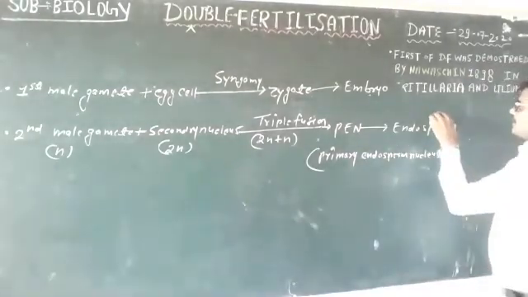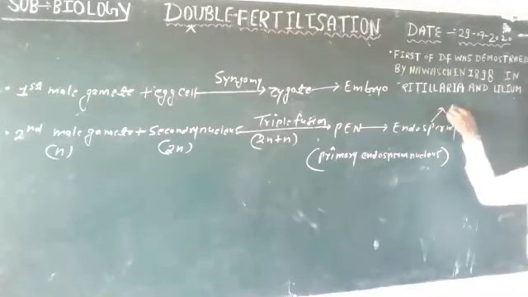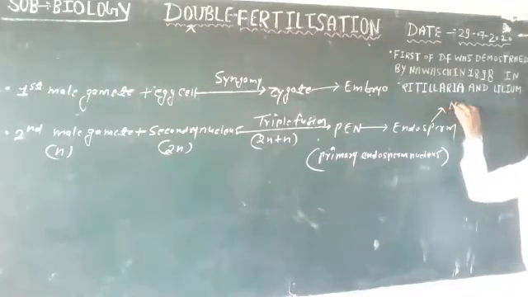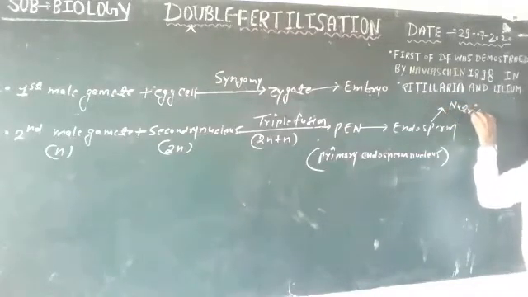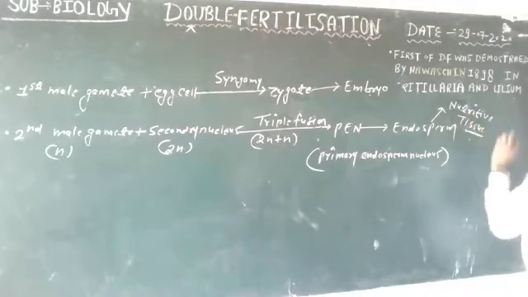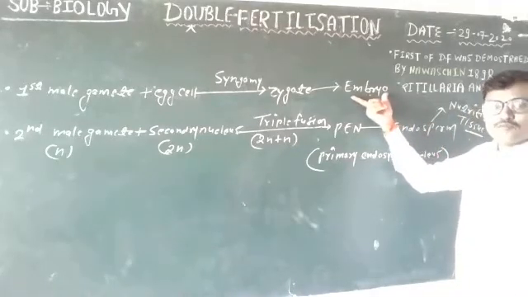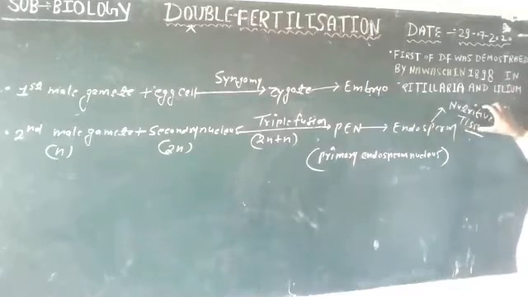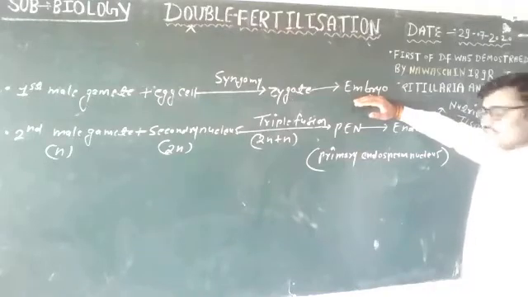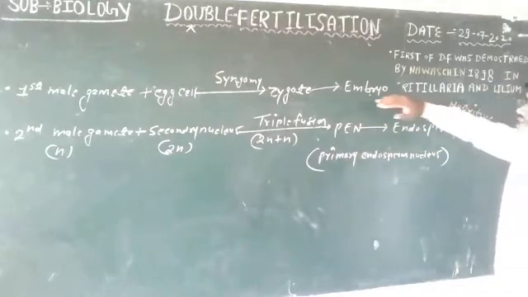And this endosperm is the nutritive tissue. This endosperm provides nutrients to the embryo. That's why it is known as nutritive tissue. When development of the embryo takes place, then this endosperm provides nutrition to the embryo.